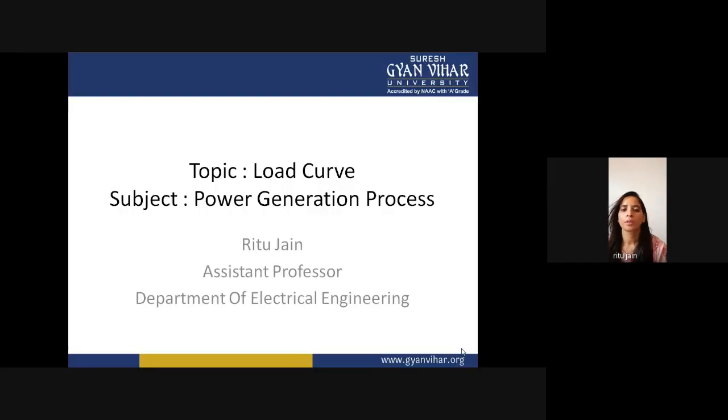Good morning, everyone. In this lecture, we are going to discuss load curve, which is a very interesting topic of the power generation process. So first, why we need load curves and what is the need to identify the load in the power generation sector. We will discuss all these things in this lecture.